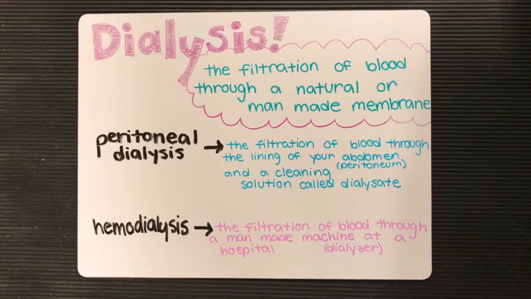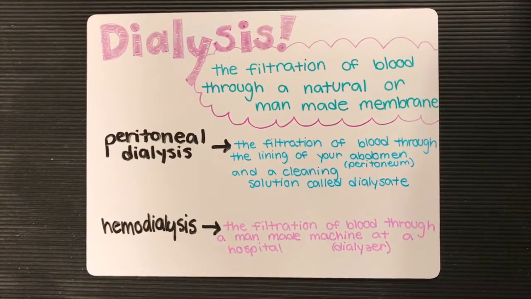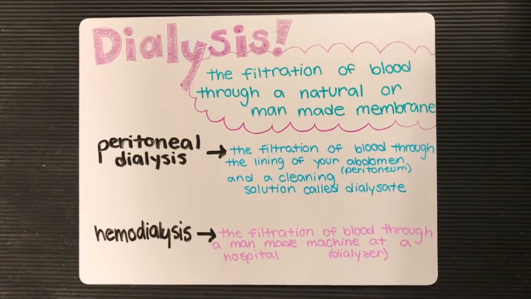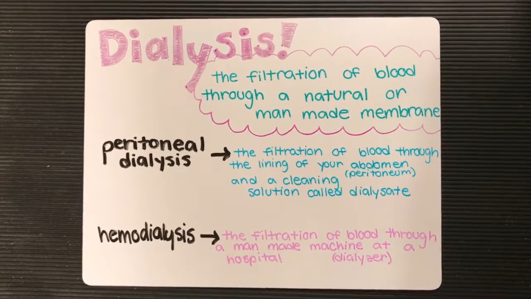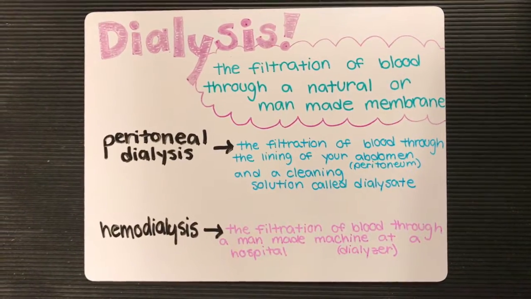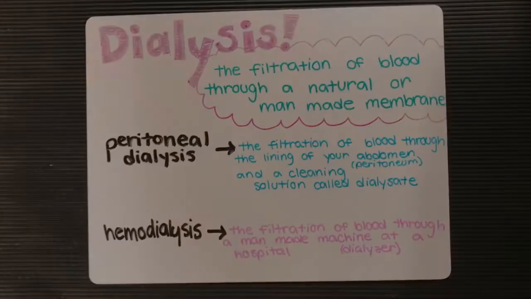Another topic discussed throughout Chapter 3 is dialysis, the filtration of blood through a natural or man-made membrane. The first type of dialysis is peritoneal dialysis, which is the filtration of blood through the lining of your abdomen and a cleaning solution called dialysate. The second type of dialysis is hemodialysis, the filtration of blood through a man-made machine at the hospital.